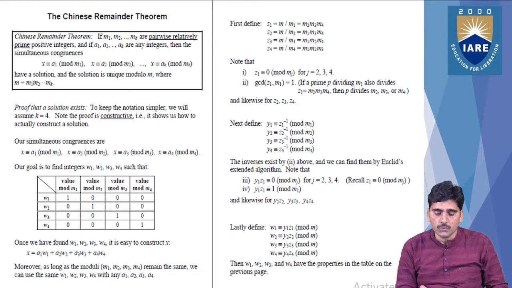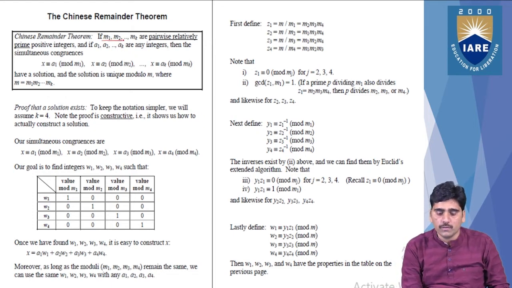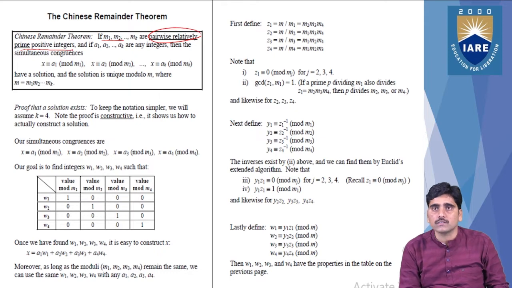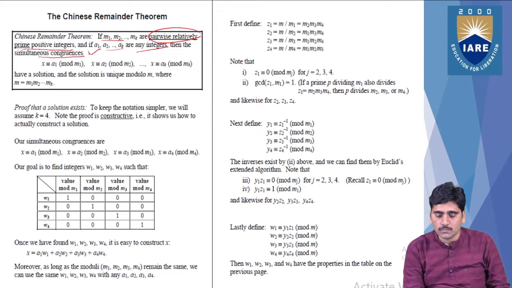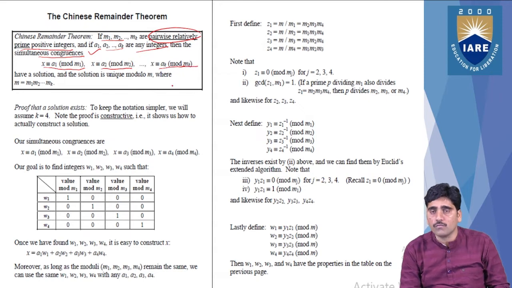If M1, M2, M3, M4, M5 up to Mk are pairwise relatively prime positive integers, and if A1, A2 up to Ak are any integers, then the simultaneous congruences are: x congruent to A1 mod M1, x congruent to A2 mod M2, up to x congruent to Ak mod Mk.